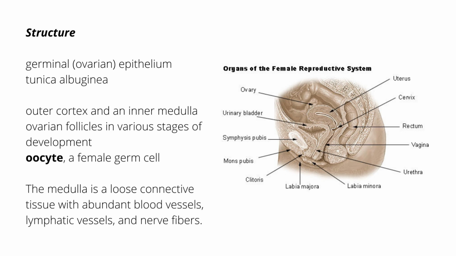For the structure, germinal or ovarian epithelium is a simple cuboidal epithelium that covers the ovaries on the outside. This is visceral peritoneum, which surrounds the ovaries. The tunica albuginea, a dense connective tissue capsule, lies beneath this specific layer.